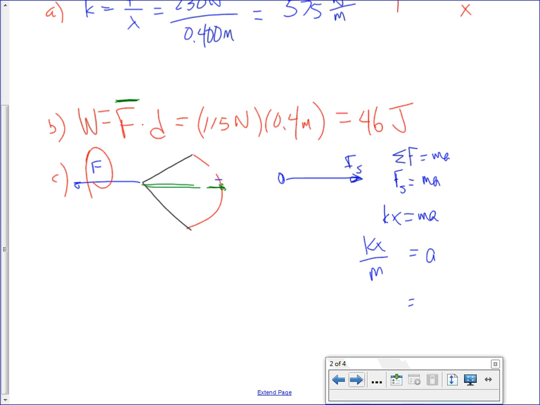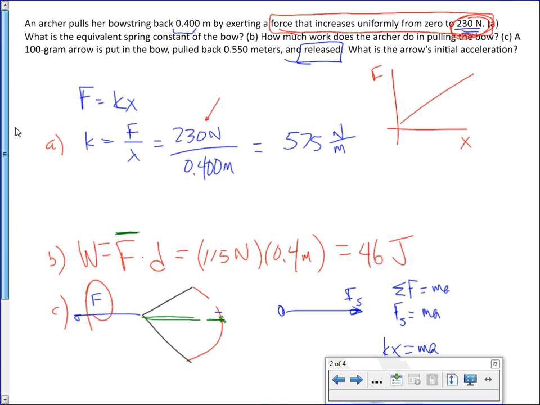And guess what? It doesn't matter how far you pull the spring, k is constant. k is just a ratio of how much force it takes to stretch a certain distance, or force per unit distance. And that's a constant for what we call a linear spring, until you pull it so hard that you deform it and it doesn't act like a spring anymore. We're going to assume that we don't do that.